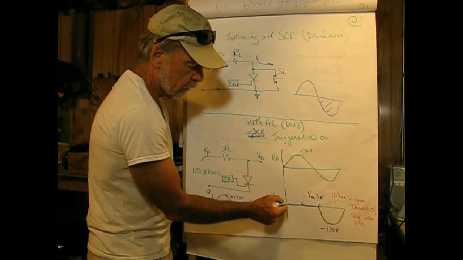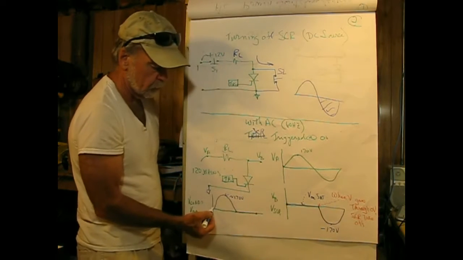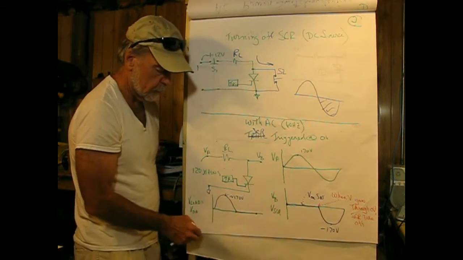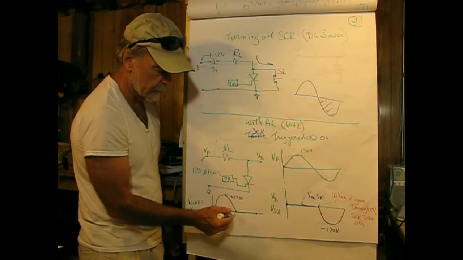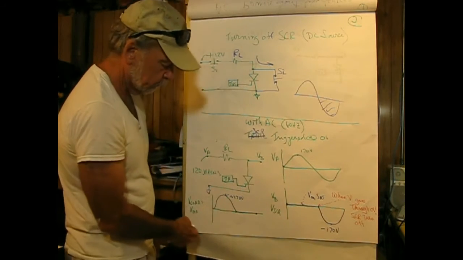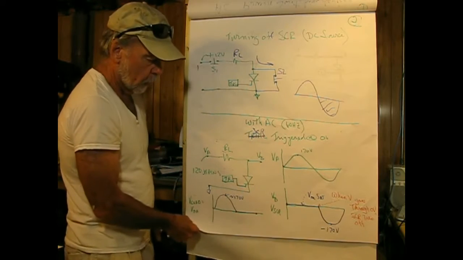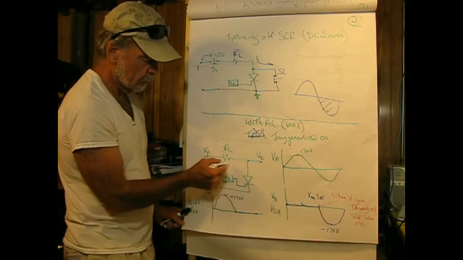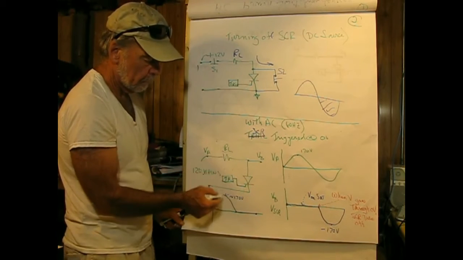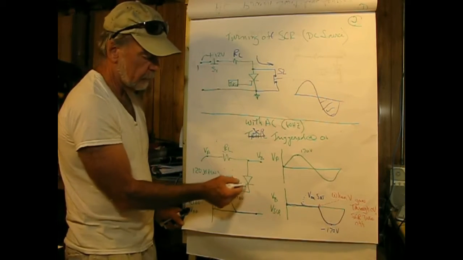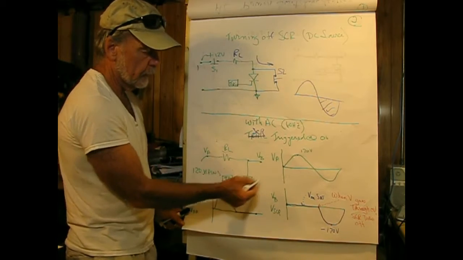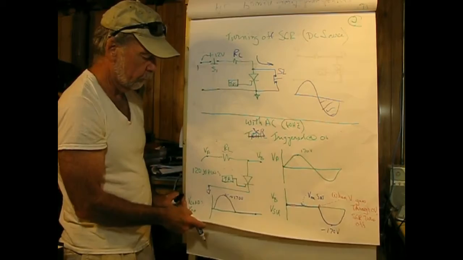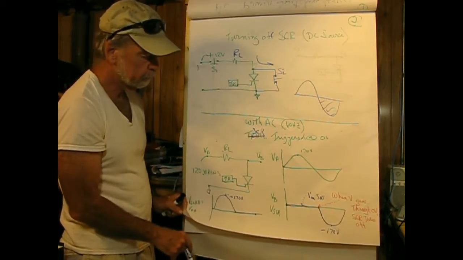So this is across the SCR. If it triggers here at 0 degrees, and this would be the voltage across the load, which would start at 0 degrees and end at 180 volts here. So that should sort of make sense, that this waveform would be seen across RL, load resistance, if the SCR is turned on during the first half cycle of the mains power.